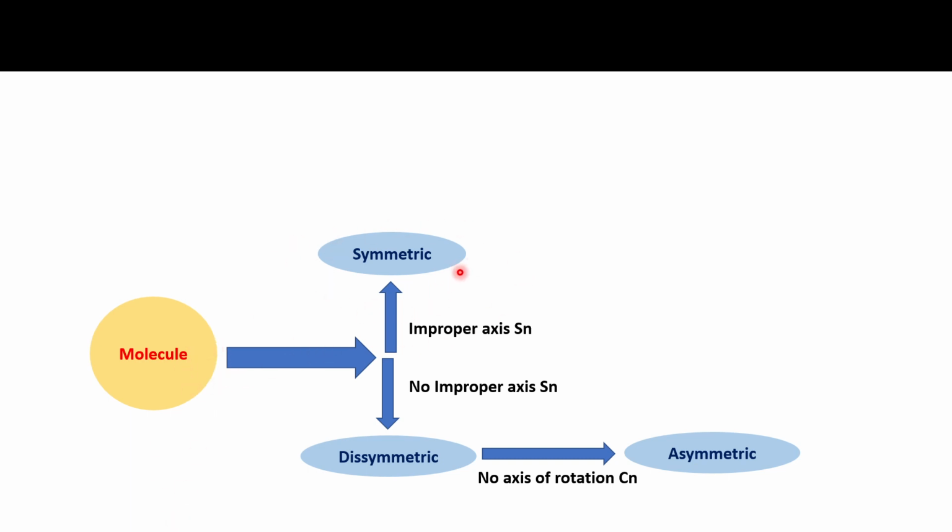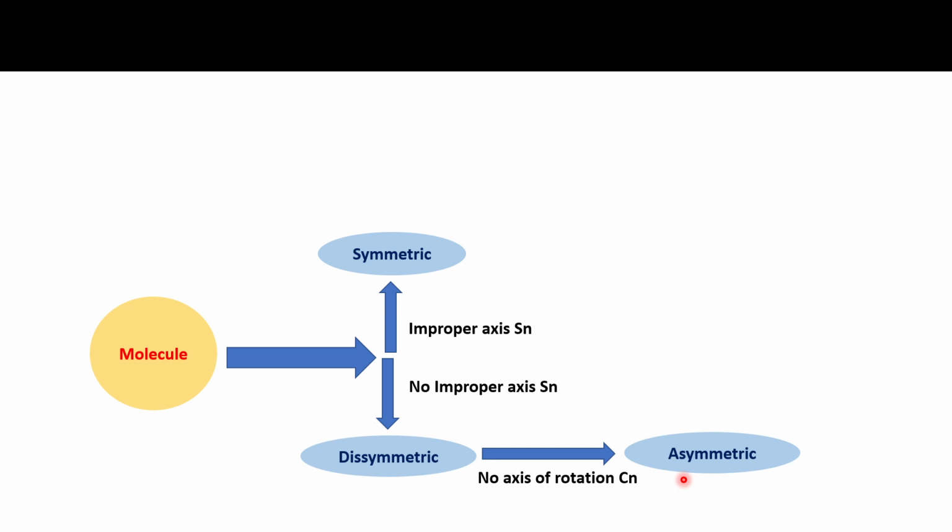A molecule will be symmetric if it has an improper axis of rotation, and if it doesn't have any improper axis of rotation, then the molecule will be dissymmetric. And in these dissymmetric molecules, if there is no axis of rotation, then that molecule will be asymmetric, and asymmetric molecules are generally chiral molecules. So symmetric molecules are not chiral, but if the molecule is asymmetric, then the molecule will be chiral.